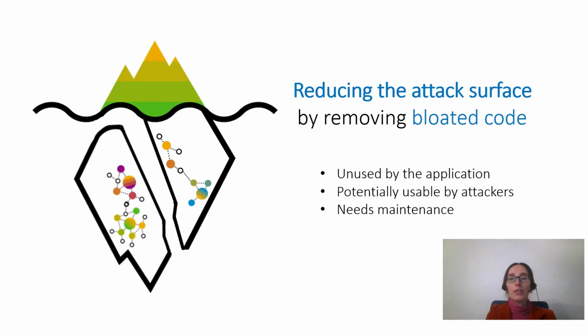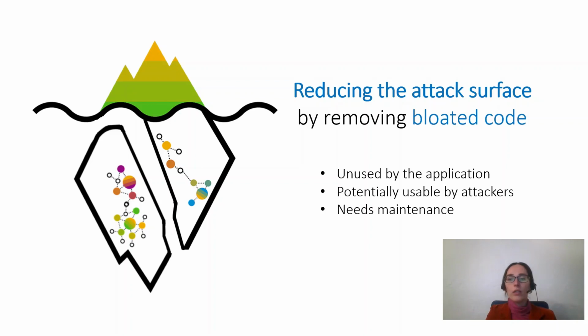But if to detect, assess, and remediate known vulnerabilities is so painful, wouldn't it be much better to just get rid of what is not needed? And this is the idea behind debloating. So the idea is to reduce the attack surface of an application by removing the code that is not needed by the application, because it could still be usable by an attacker, and it also needs maintenance. So this is the direction that we started investigating.